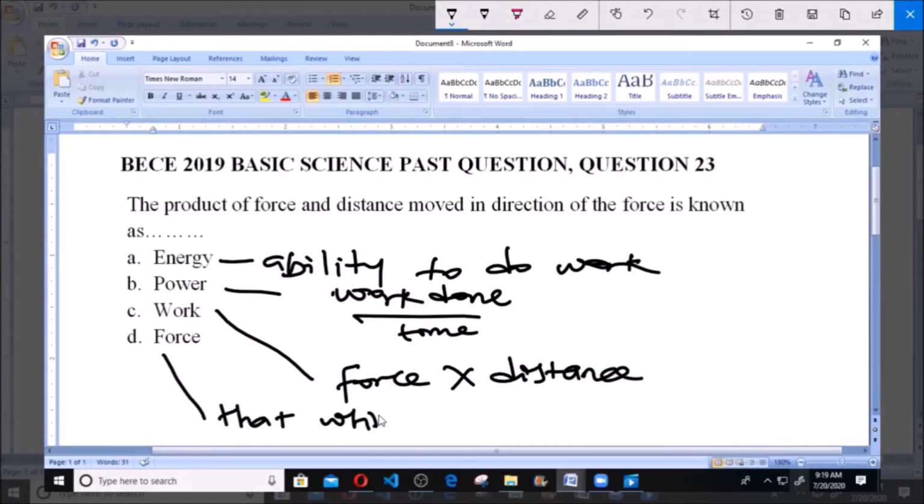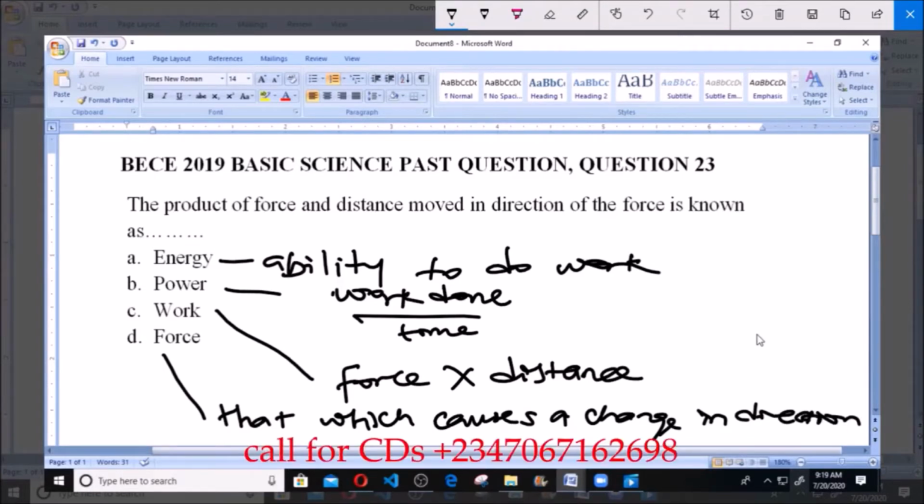causes a change in direction or motion. So now the question says the product of force and distance moved in the direction of the force is known as. Definitely we know it can't be energy, because energy is the ability to do this work, and it can't be power because power relates work with time, and there's no time given in our question.